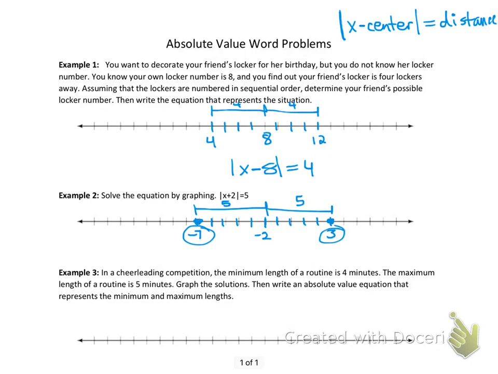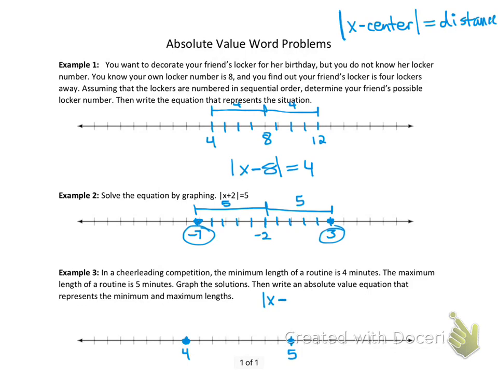So I could start over here and say that's 4, and go over here and say that's 5. Right, those are my solutions. Those are the points that are the answers. Now, we graph the solutions, that's all. In order to write an absolute value equation that represents the maximum and minimum lengths, we would need the absolute value of x minus the center.